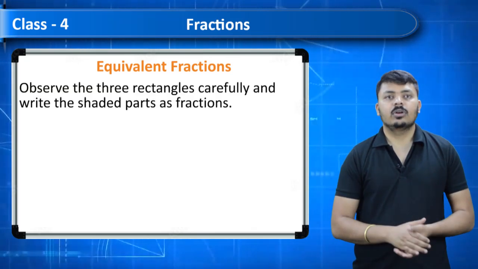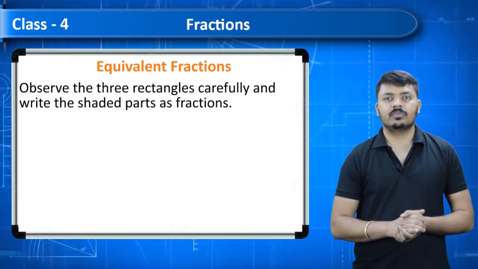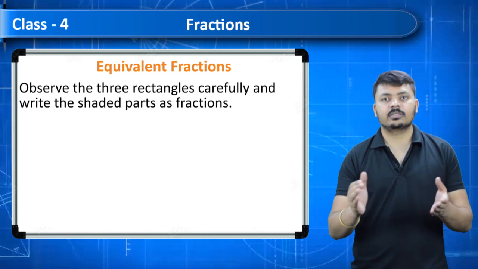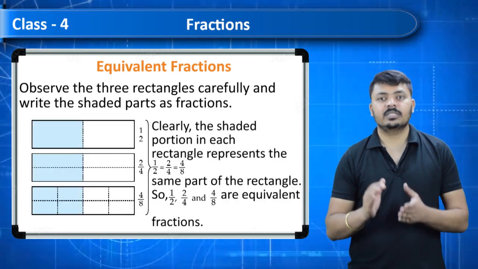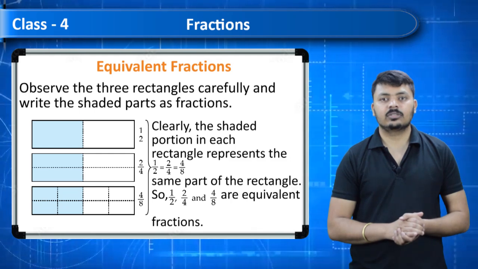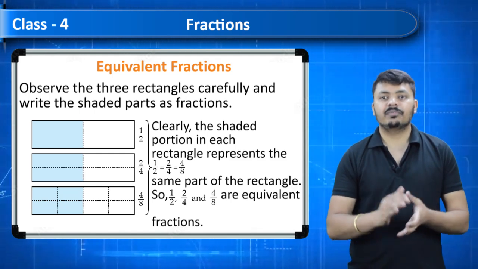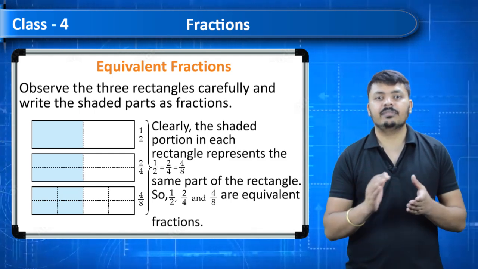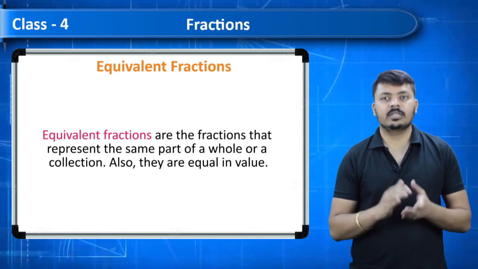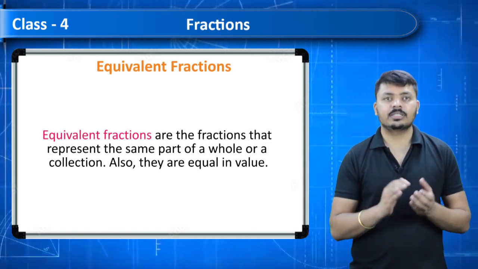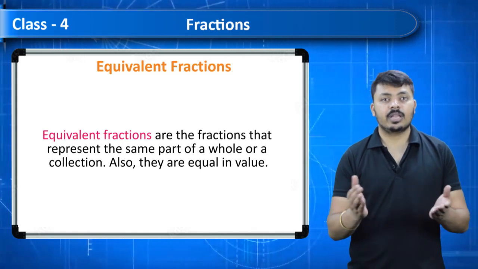Equivalent fractions. Observe the three rectangles carefully and write the shaded parts as fractions. Clearly, the shaded portion in each rectangle represents the same part of the rectangle. So 1 by 2, 2 by 4 and 4 by 8 are equivalent fractions. Equivalent fractions are the fractions that represent the same part of a whole or a collection. So they are equal in value.